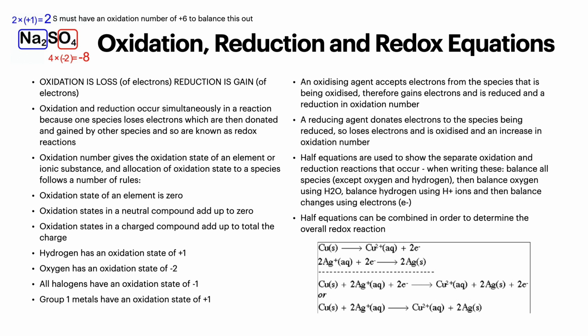Half equations are used to show the separate oxidation and reduction reactions that occur. When writing these, you want to make sure all the species are balanced except oxygen and hydrogen, then balance oxygen using H2O, and then balance hydrogen using H+ ions, and then balance charges using electrons. Half equations can be combined in order to determine the overall redox reaction. So you can see here an example of copper and silver.